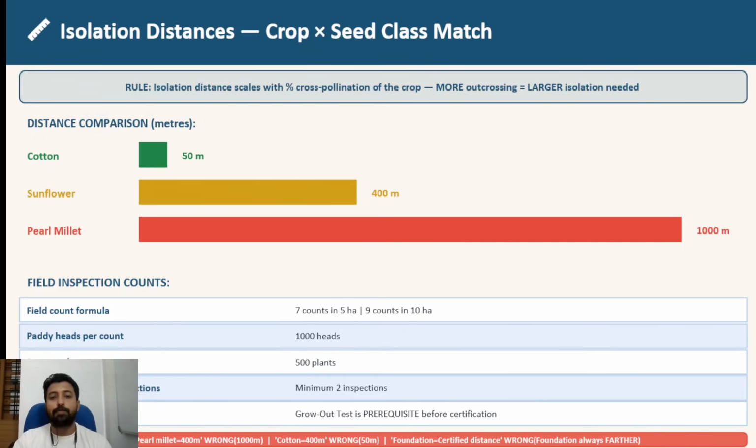Okay, the next one is the isolation distance. As I told you, each crop has a different isolation distance. The more outcrossing, the more cross pollinated the crop is, the more isolation distance there will be. Clear? Isolation distance is very important when the seed inspector comes to the seed production plot, because that is the first thing. The presence of off types or other similar varieties and the isolation distance are the most important parameters seed inspectors will look at. And for that it is very important.